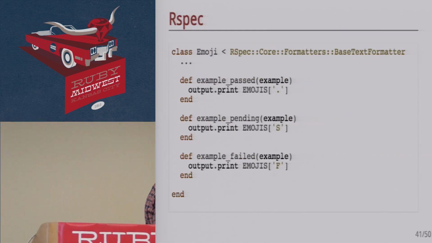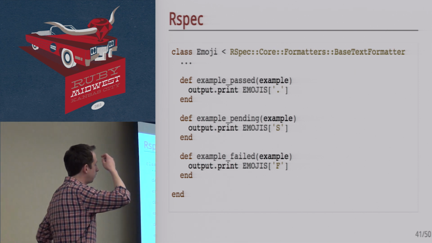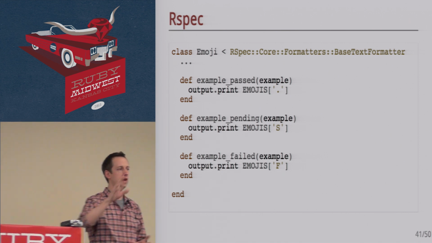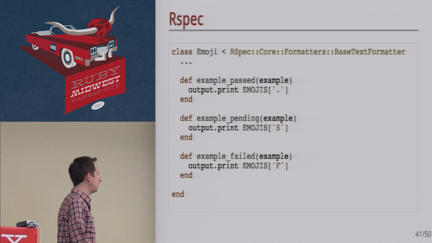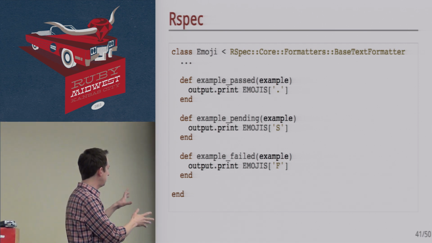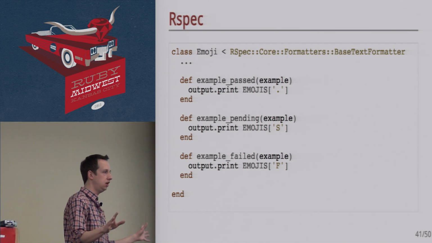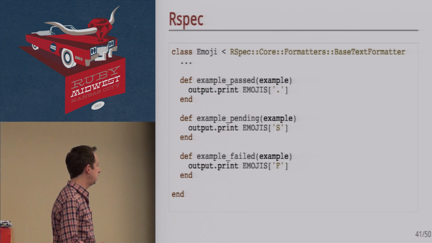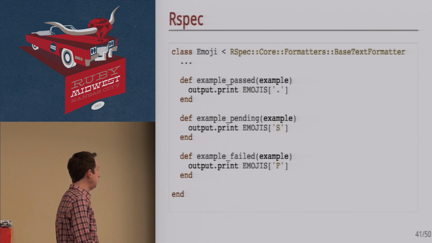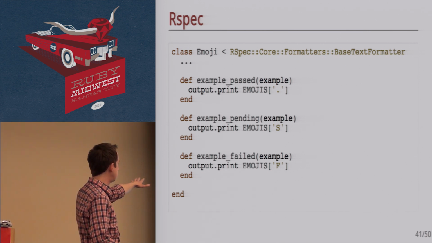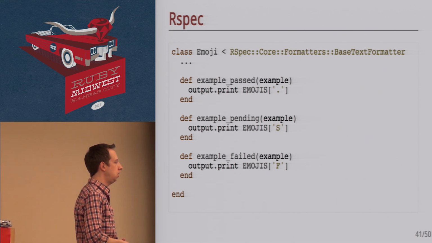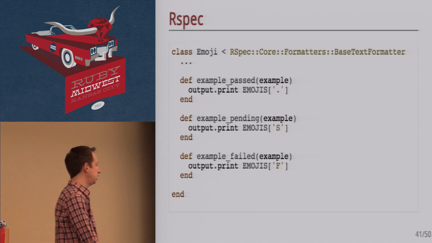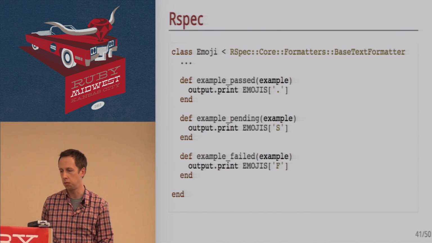So RSpec, I guess, like I said, gave us a little bit more framework for doing formatters. We don't have to determine if something has passed or failed. All we have to do is overwrite the example passed, example pending, and example failed methods. And that's it. RSpec has already figured that out and made it a little nicer for us to do. So in here, if example passed, we're just giving the corresponding pass key to emojis and saying, just display this emoji for pass, display this emoji for pending, and so forth.